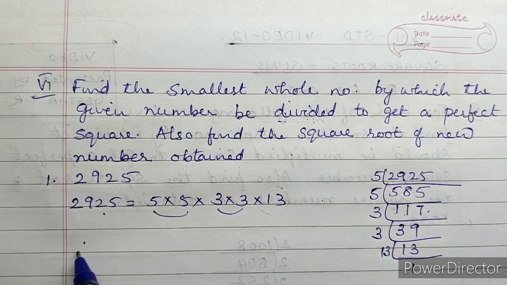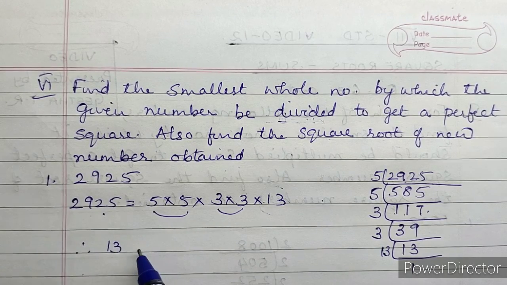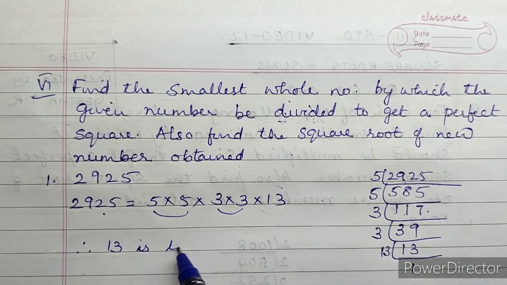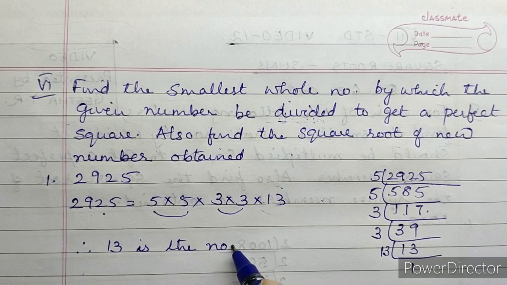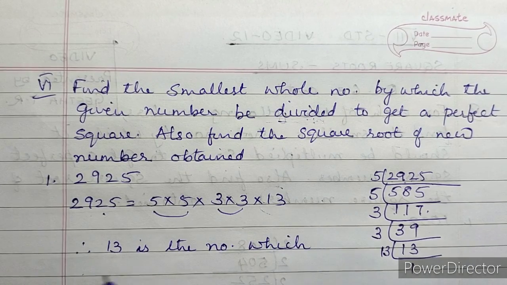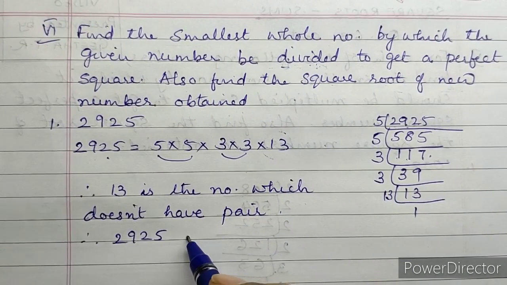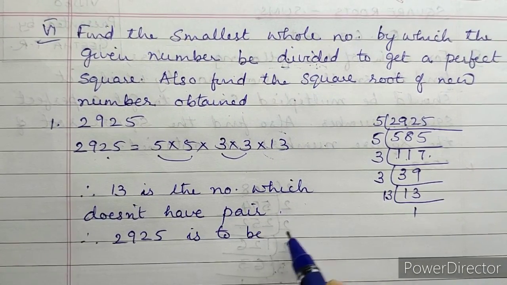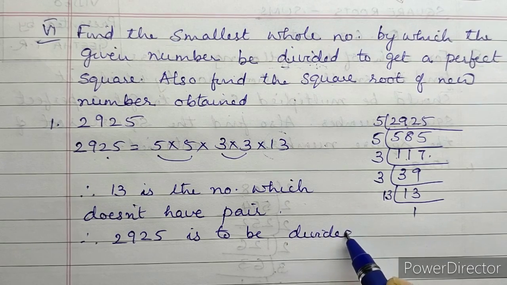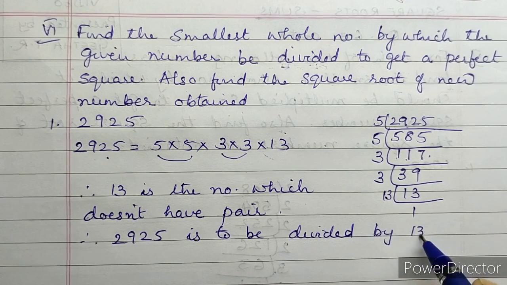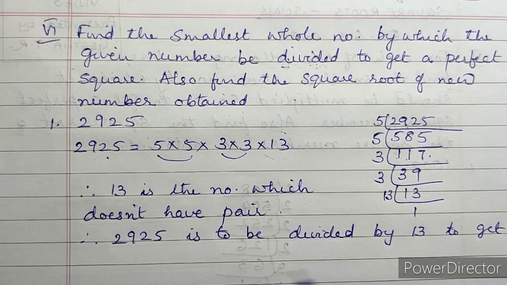So therefore 13 is the number which doesn't have a pair here. Therefore 2925 is to be divided by 13 to get a perfect square number.